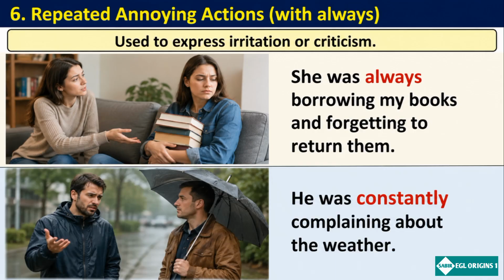Number 6. Repeated annoying actions with always. Used to express irritation or criticism. She was always borrowing my books and forgetting to return them. He was constantly complaining about the weather.